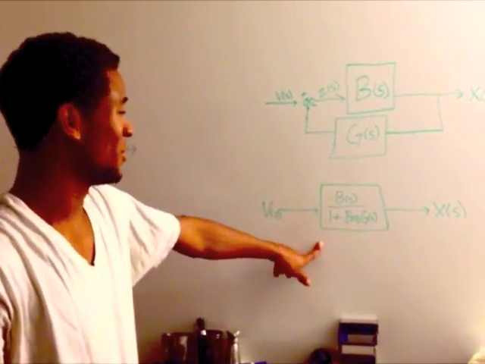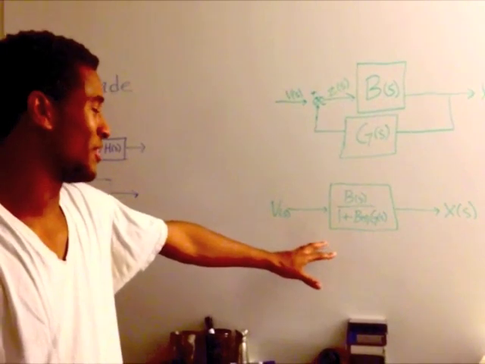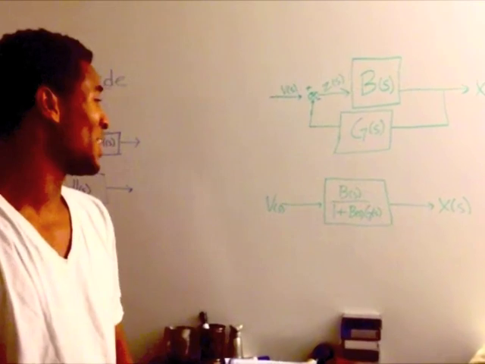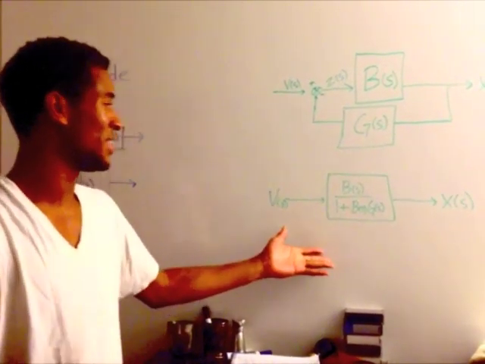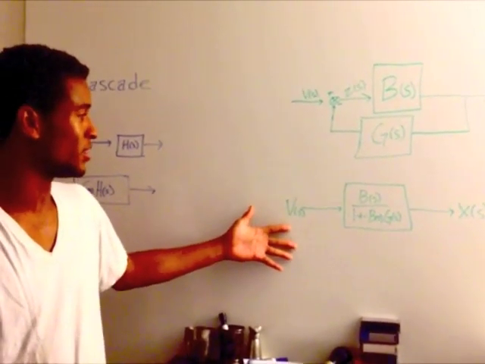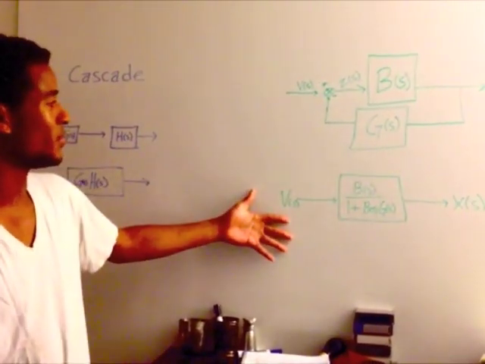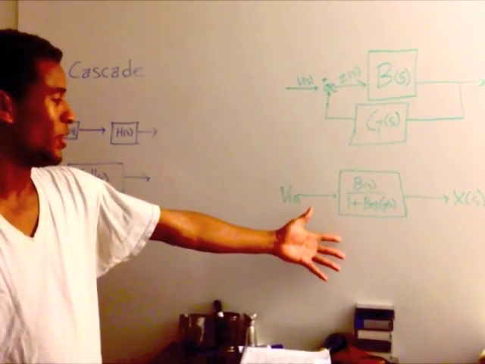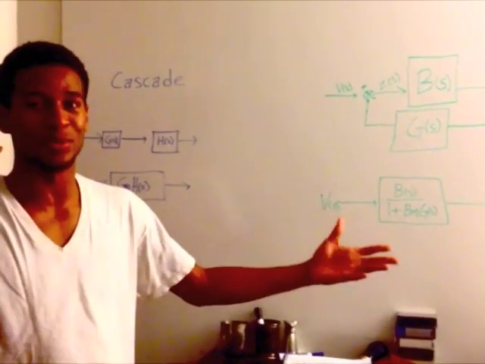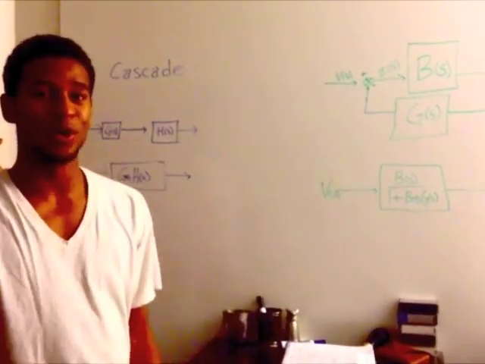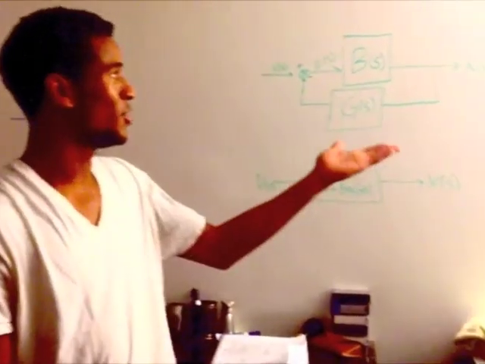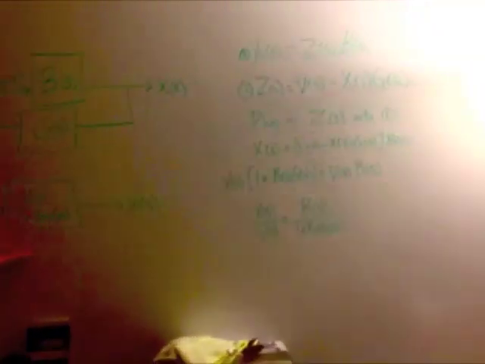So we know from the basic equation that we're given in the book that B of S over 1 plus B of S times G of S is the equivalent block diagram, or the transfer function X of S over V of S. While we know this, I kind of found it difficult to really visualize what was going on to get that result. So we thought it would be helpful to break it down to the simplest level and show you how we arrived at this transfer function.